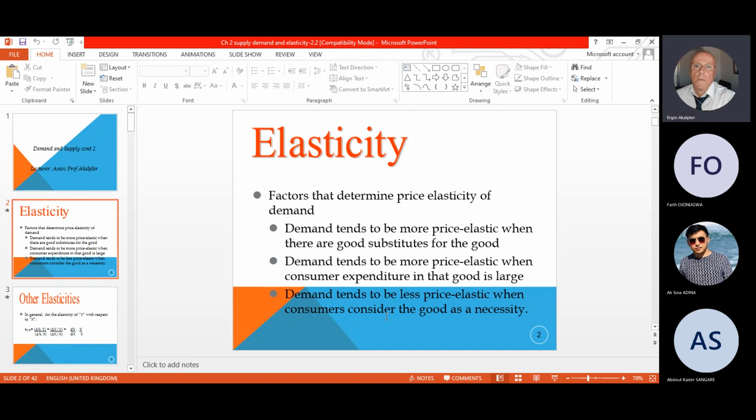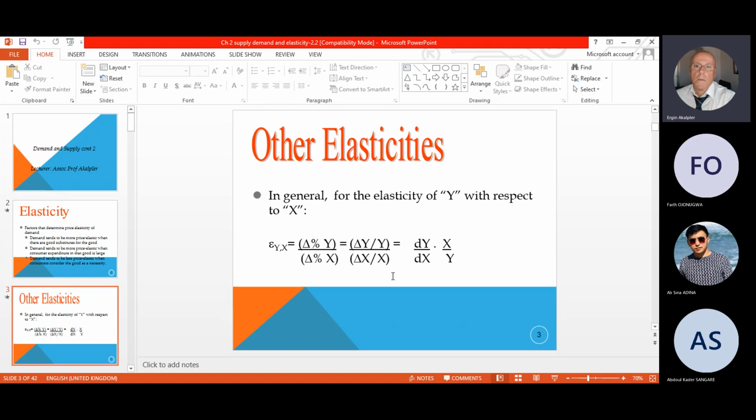Demand tends to be less price elastic when consumers consider the good as a necessity. Therefore, when you look at this important information, you will approach this elasticity problem, which is directly related with the goods that we consume, whether it is necessary foodstuff, inferior goods, or luxurious goods.